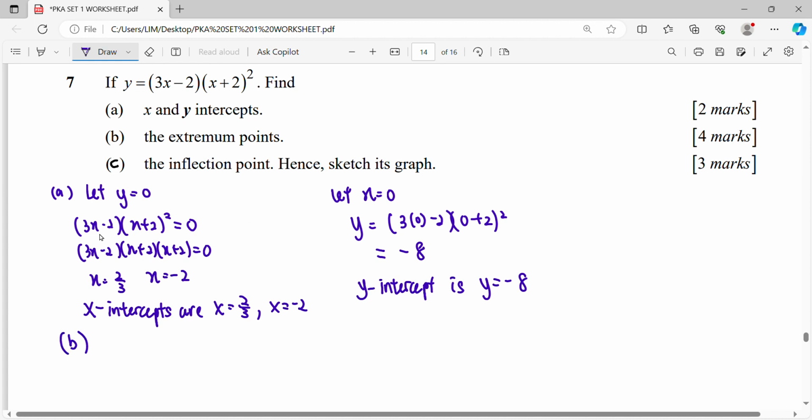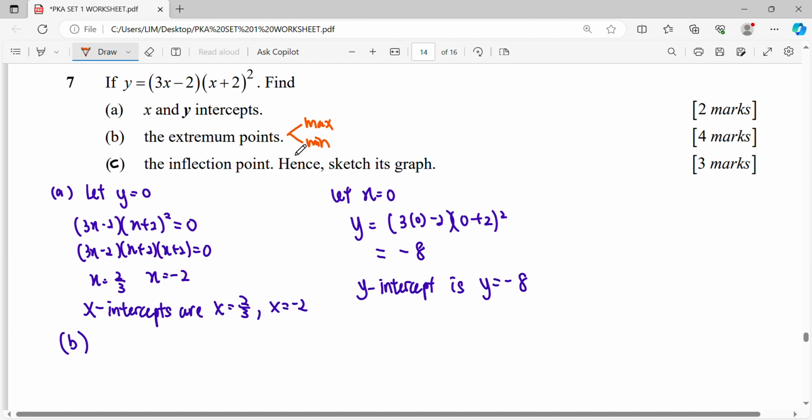So go for part B. So what is the purpose? You can see the questions are actually related. They ask you to find intercepts. They ask you to find extremum points. What does extremum point mean here? It means find out our maximum or minimum if possible. Then C asks us to find the inflection point. Actually, we use all this information for part C, sketch the graph.